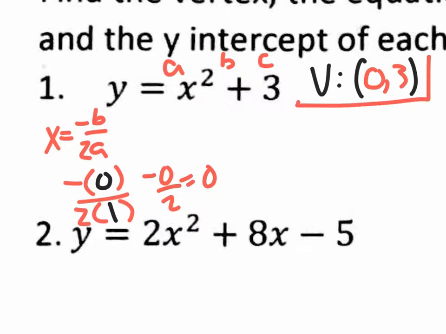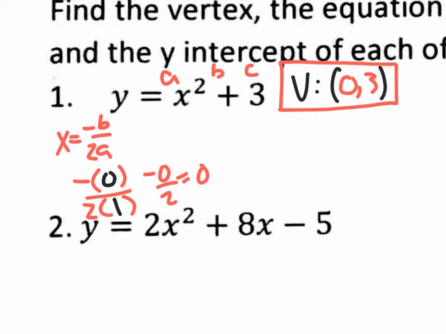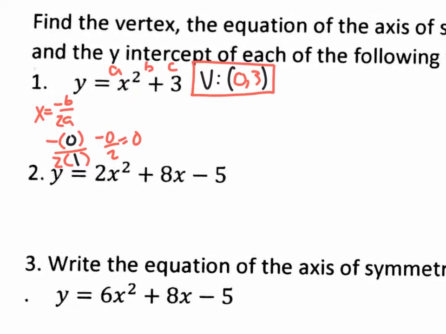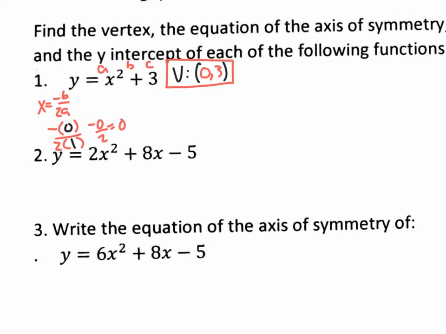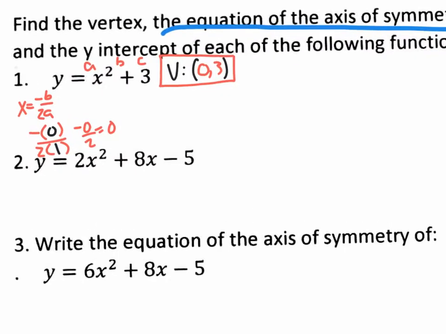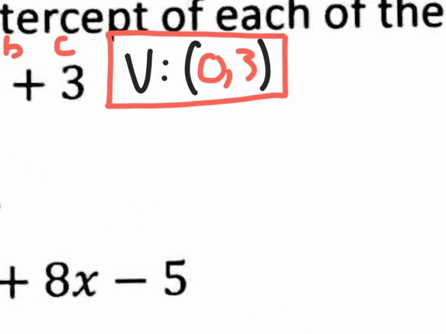So ladies and gentlemen, they're asking for the vertex. That is the vertex. What else are they asking for? The second thing they asked for is the equation of the axis of symmetry. Now remember, the equation of the axis of symmetry is a vertical line. Any vertical line has an equation that says x equals a number. And what number is it for the axis of symmetry? In this case, it's going to be 0, because the axis of symmetry is simply x equals the number that's the x value of your vertex.